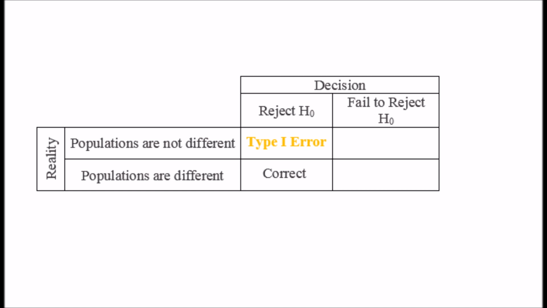What if, based on your sample data, you decide that there is no difference between the two populations? Well, if there really is no difference between the two populations, then you have made the correct decision. But if you fail to find a difference when in fact the two populations are different, well, now you've made a different kind of mistake, and this type of mistake is called a type 2 error. Type 2 errors only occur when you fail to reject your null hypothesis.